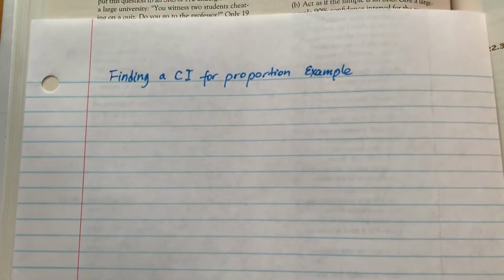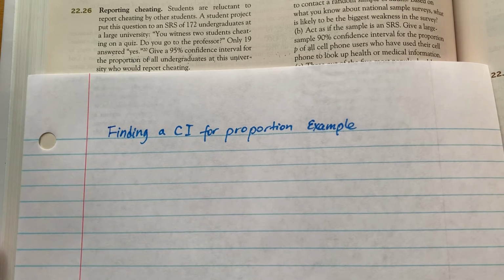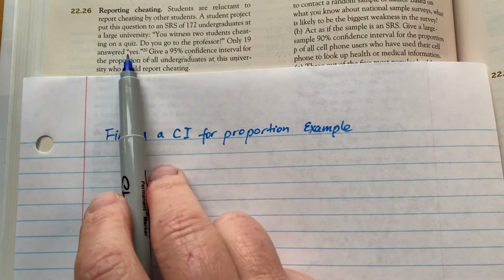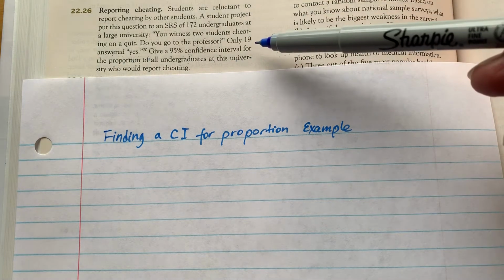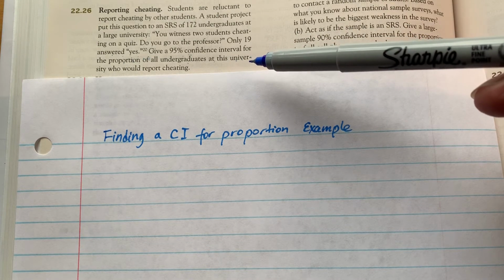Let me see if you can see the question. Okay, so: reporting cheating. Students are reluctant to report cheating by other students. A student project put this question to an SRS of 172 undergraduates at a large university: You witness 2 students cheating on a quiz. Do you go to the professor? Only 19 students answered yes, and they ask us to give a 95% confidence interval for the proportion of the undergraduate students in this university that would report cheating.